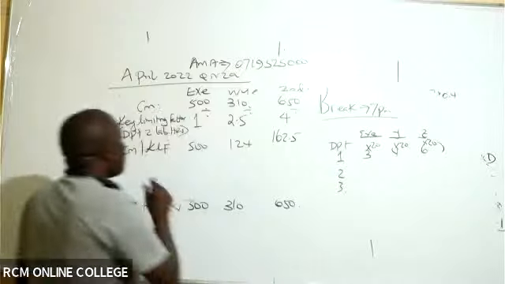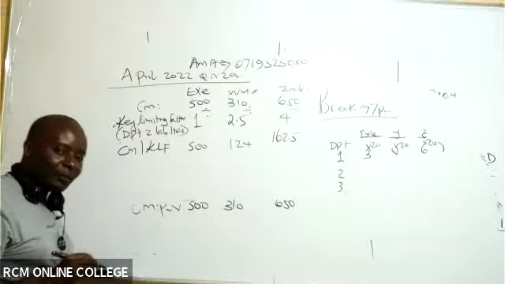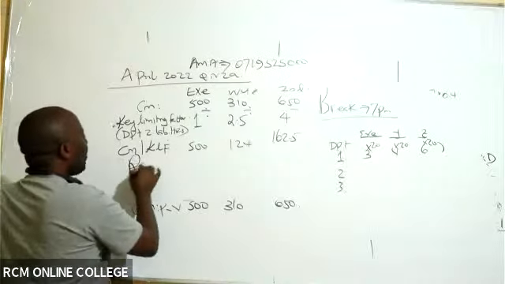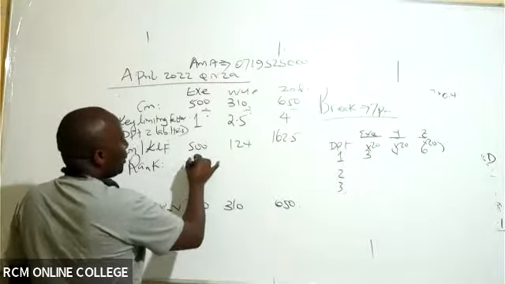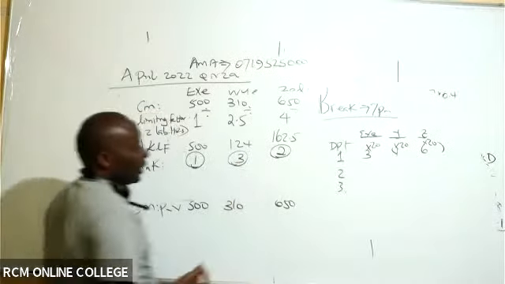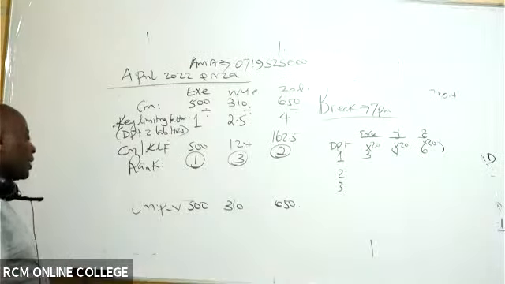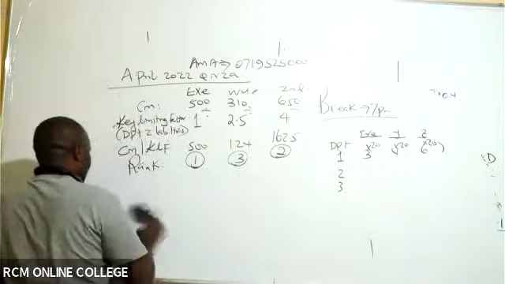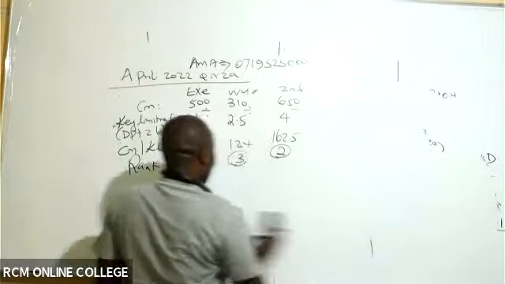162.5. Then what do we do with this contribution margin per key limiting factor? We use this to rank. So go ahead and provide the ranks. In this case, this will take number 1, this takes number 2, and this takes number 3. Now, after you rank like that, the last step is to give us the optimal production schedule.